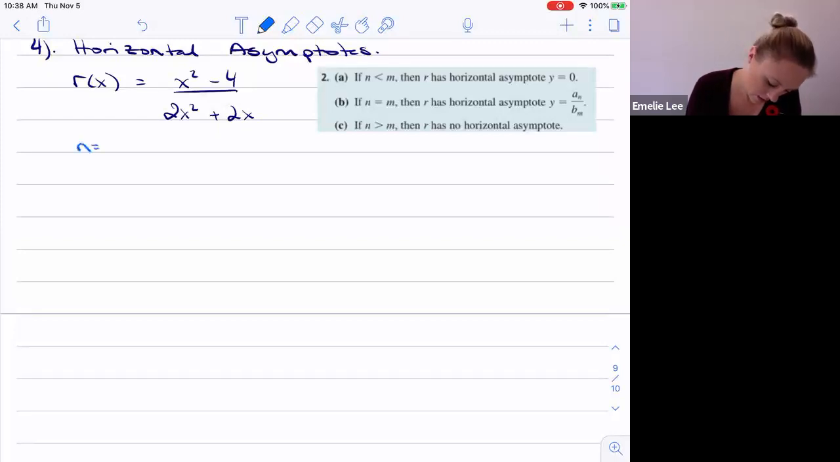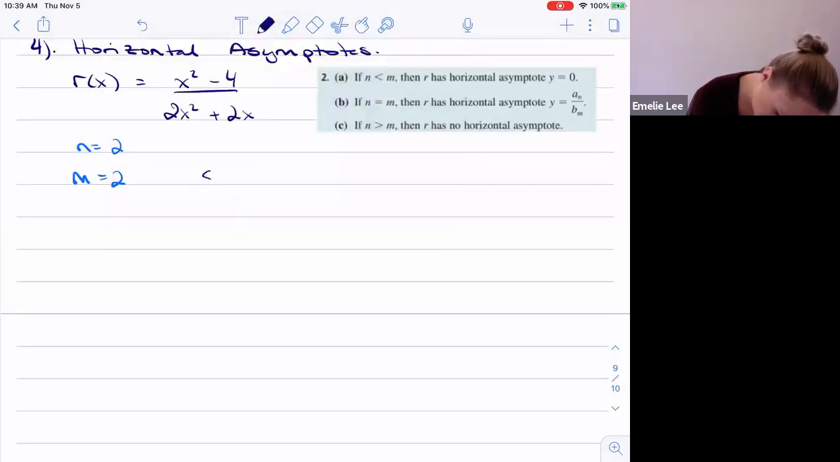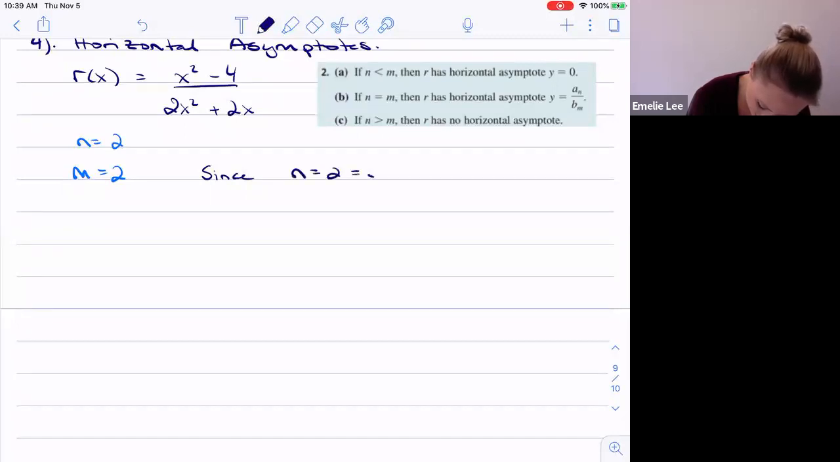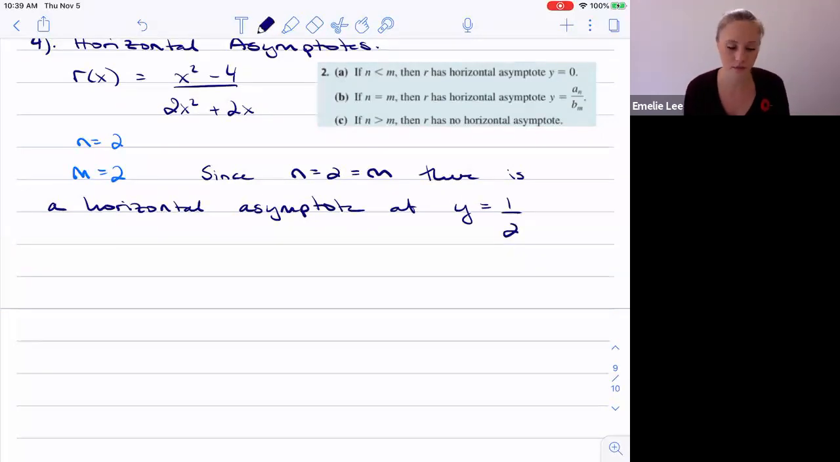n in this case is the degree of the numerator, which is 2. m is the degree of the denominator, which is also 2. Since n is equal to m, or 2 is equal to 2, we have a horizontal asymptote at the leading coefficient of the numerator over the leading coefficient of the denominator. So we can say that since n is equal to 2, which is equal to m, there is a horizontal asymptote at y equals 1/2. Right, a_n is 1, b_m is 2.